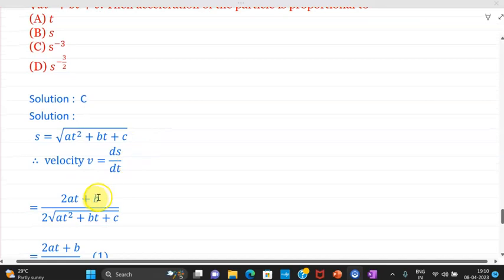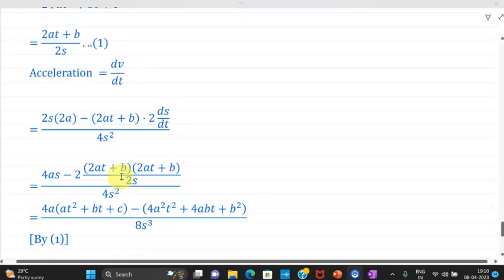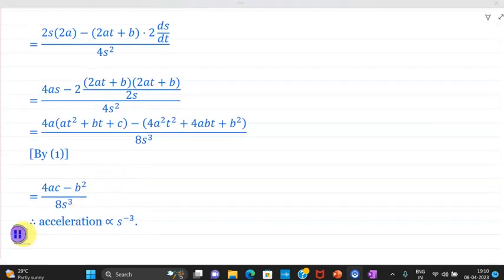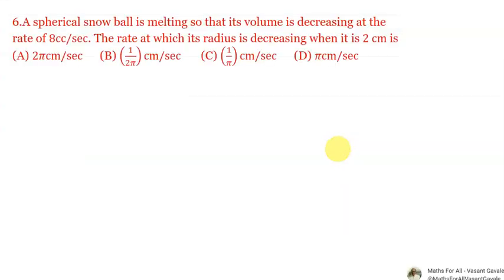Now the next example, you can see this also here. Example number 6. A spherical snowball is melting so that its volume is decreasing at the rate of 8 cubic centimeter per second. The rate at which its radius is decreasing when it is 2 centimeter is: the first option is 2π centimeter per second, B is 1 upon 2π centimeter per second, C is 1 upon π centimeter per second, D is π centimeter per second.